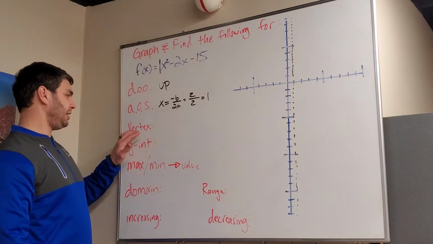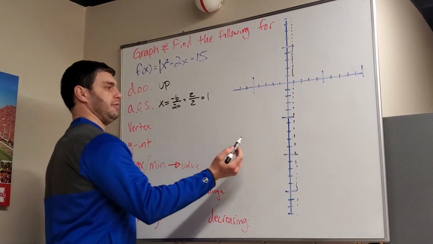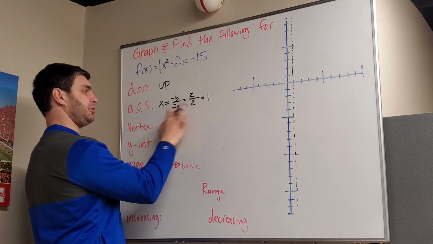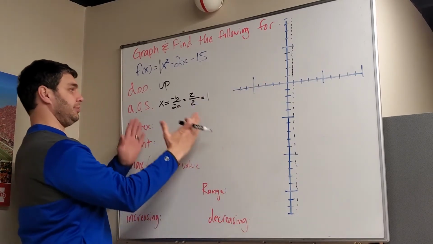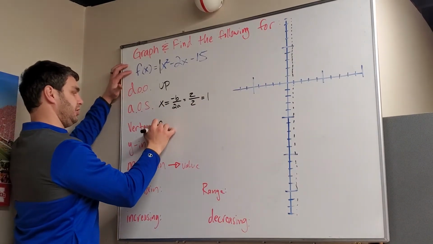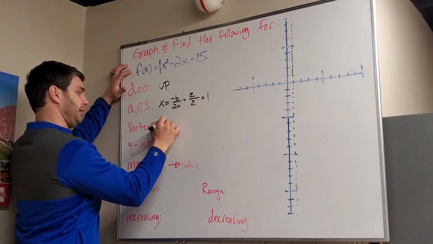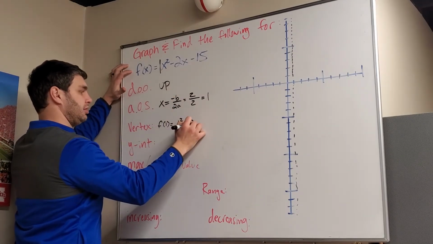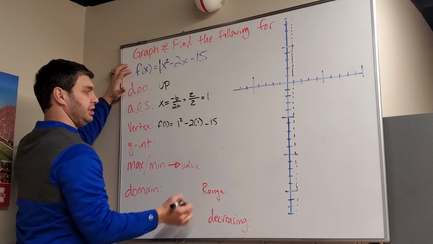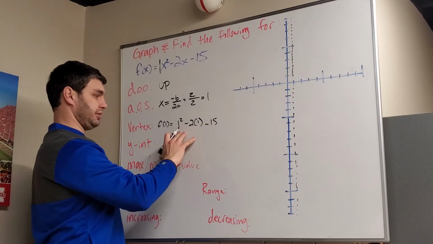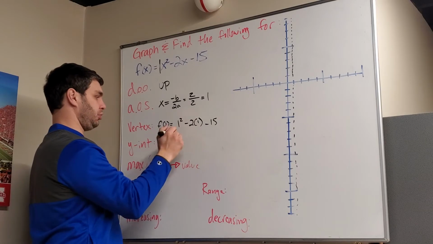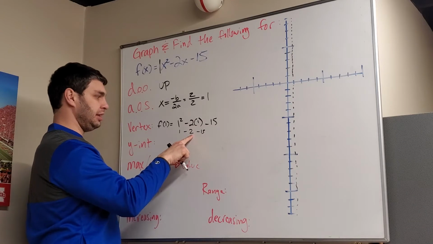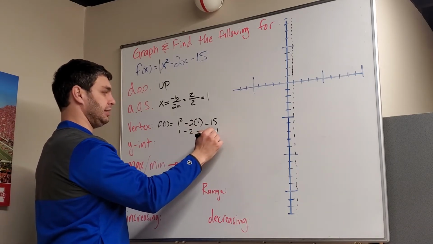All right, next thing is the vertex. Since the vertex is on our axis of symmetry, I'm going to take my x that equals 1, that's where the axis of symmetry is, and plug it back into my function. So instead of f of x, I'm going to find f of 1 and plug 1 in for every x in the equation. So that'd be 1 squared minus 2 times 1 minus 15. And what this gives me is the y value of the vertex. So 1 squared is 1, minus 2 minus 15. Well, 1 minus 2 is negative 1, minus 15 is negative 16.